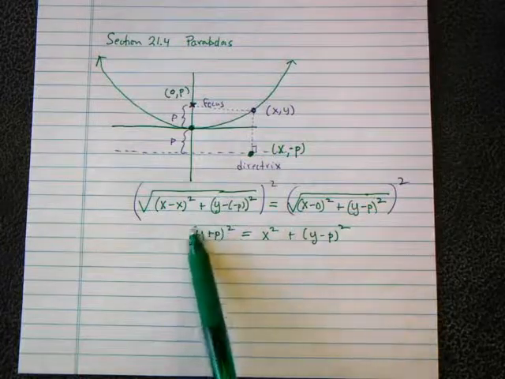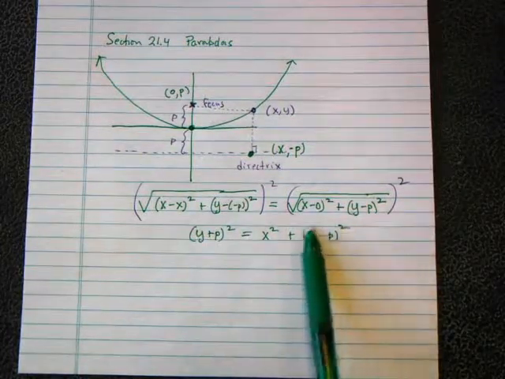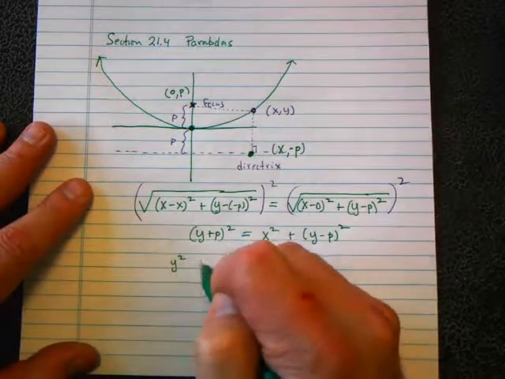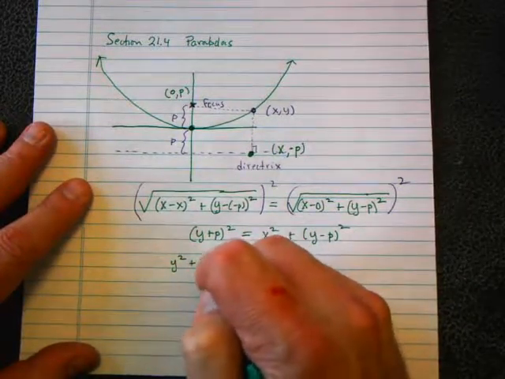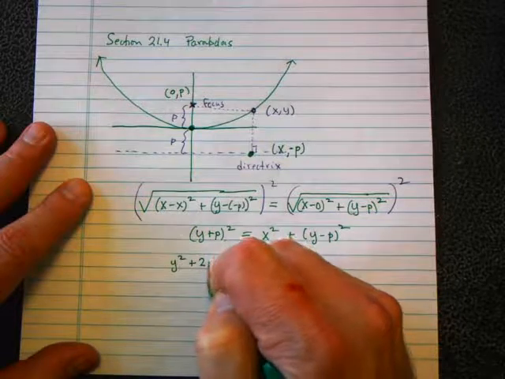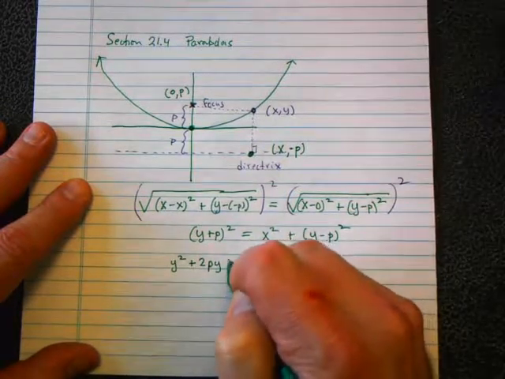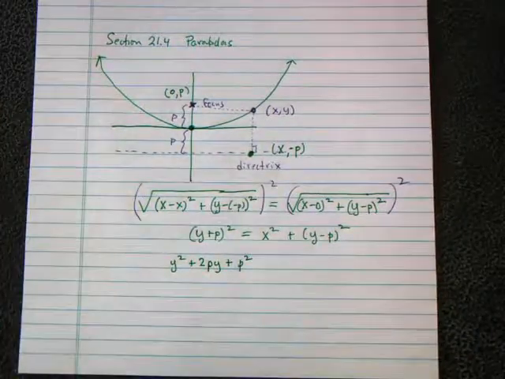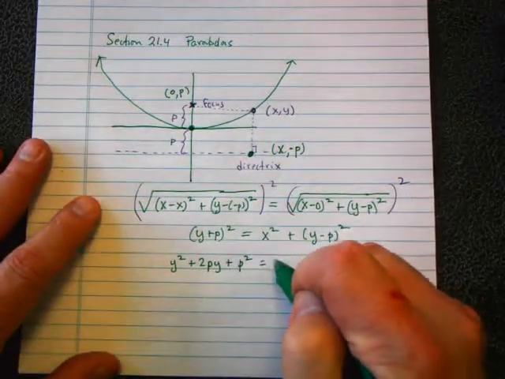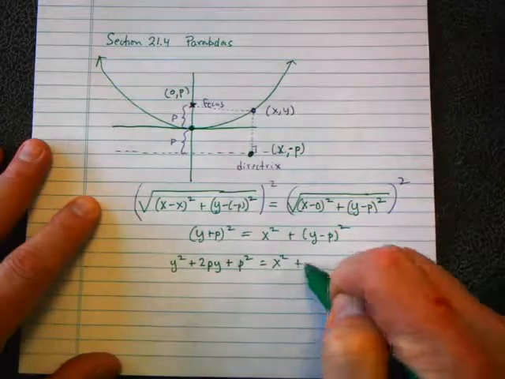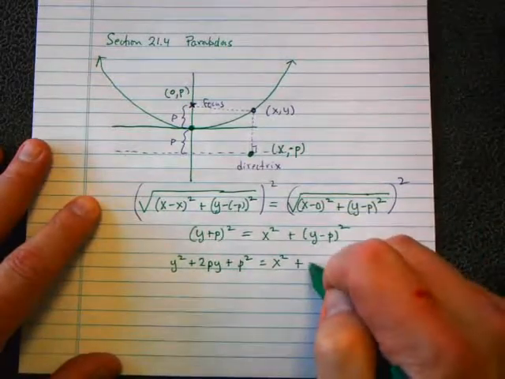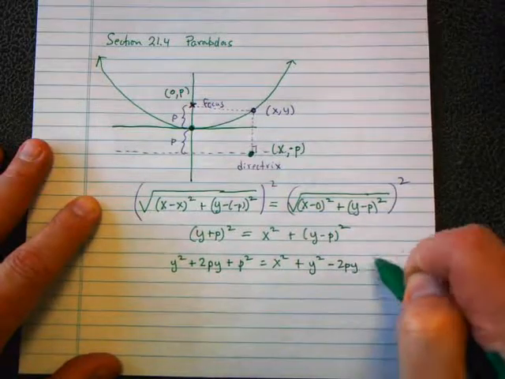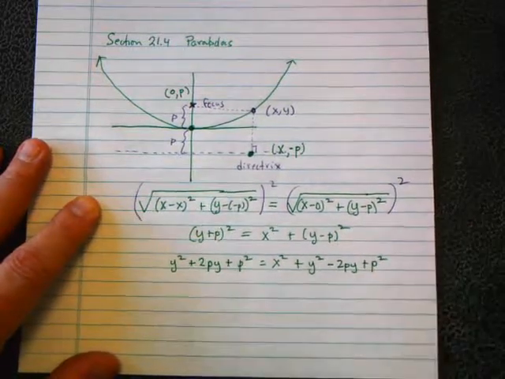I'm going to FOIL this one out and FOIL that one out and see what happens. When I FOIL these out, I have y squared plus 2py plus p squared, when I FOIL that out, equals x squared plus, when I FOIL this one out, I get y squared minus 2py plus p squared.